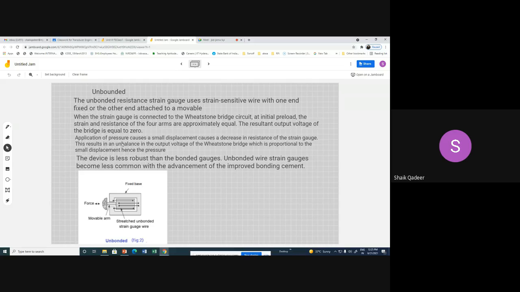Application of pressure or stress causes a small displacement which causes a change in resistance, an increase or decrease in resistance based upon the type of pressure applied. This causes an unbalance in the output voltage of the Wheatstone bridge, which is proportional to the change in displacement, hence the change in applied pressure or stress. Hope it is clear to everybody. This device is less robust. That's why it is obsolete. In very few applications we are using this. Mostly we go for bounded strain gauges.